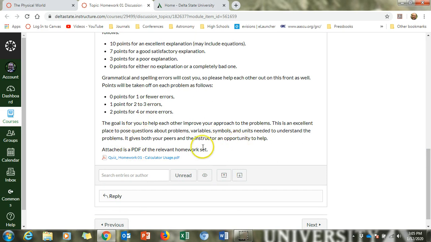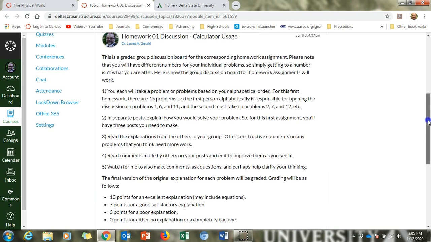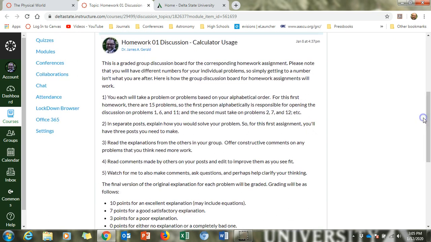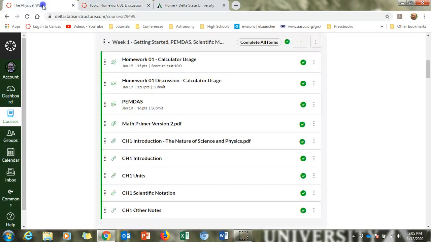So the goal of this is to get you helping each other figure out how to solve problems, and I'll be making comments as well. I'll be mostly on the homework, asking questions. Have you thought about this? Have you thought about that? If you're particularly struggling, I may get more detailed with some of my questions. And this is all about you guys and me supporting you around solving the problems.